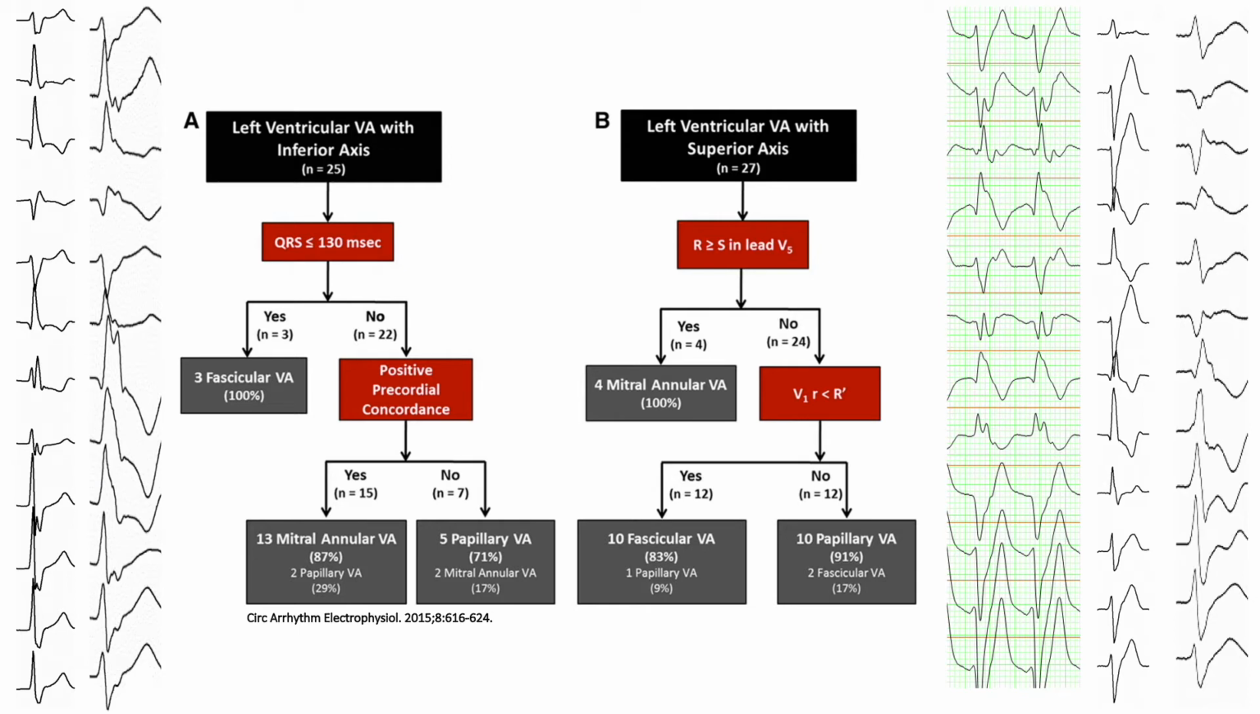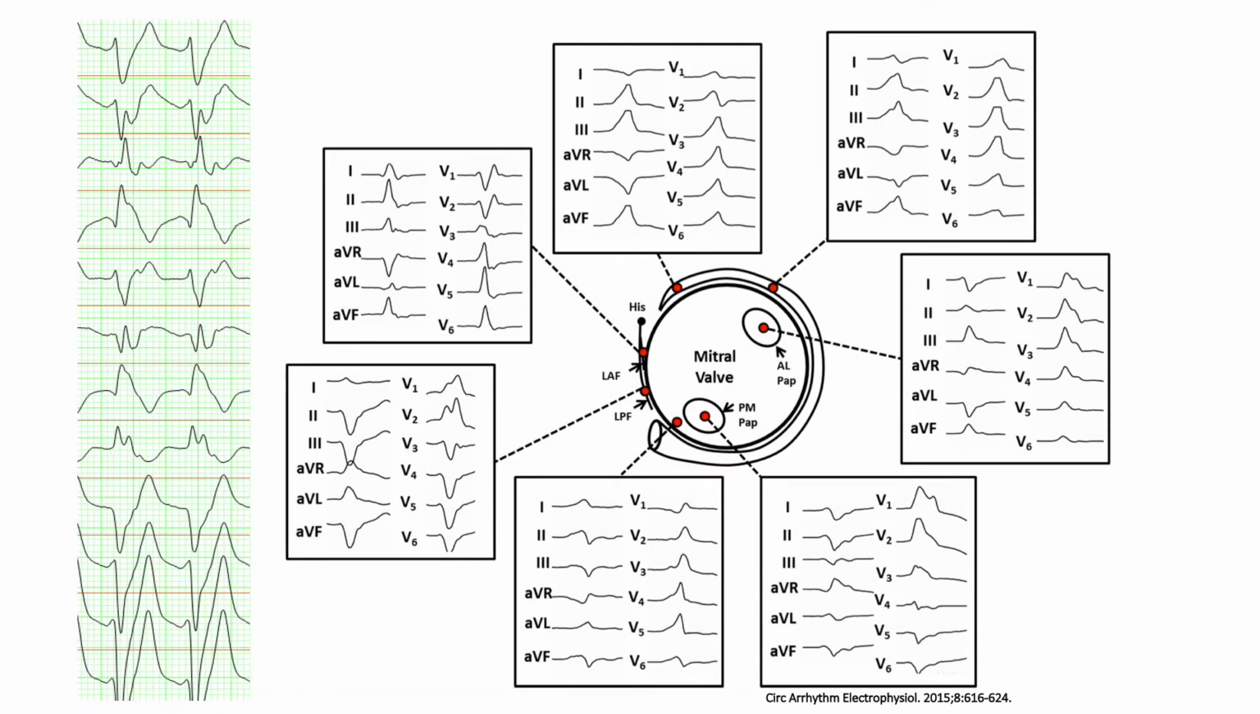In addition, in fascicular VT, we can see the Q wave in aVL or lead 1 because the ventricular tachycardia originates from the septum, but in papillary muscle VT, we don't see this finding. Therefore, based on the QRS morphology in V1 and also the QRS duration, we can confirm the diagnosis of papillary muscle VT.